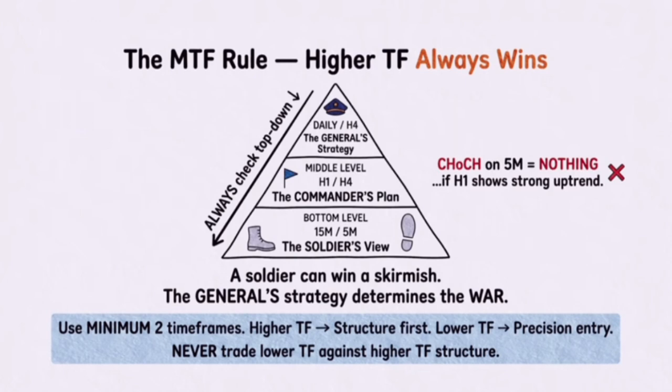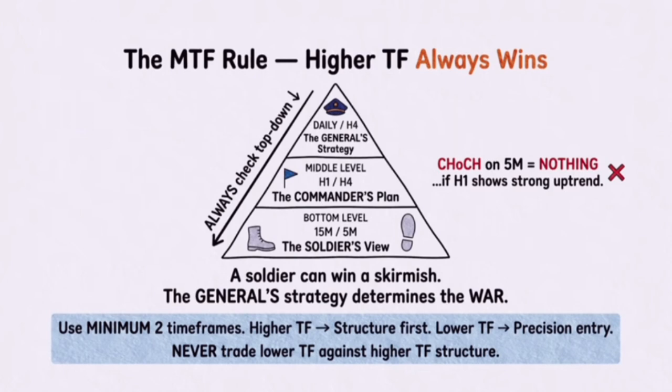Think of it this way. The daily chart is the general's strategy. The 1-hour chart is the battlefield commander's plan, and the 15-minute chart is the individual soldier's view. A soldier can win a skirmish, but the general's strategy determines the war.